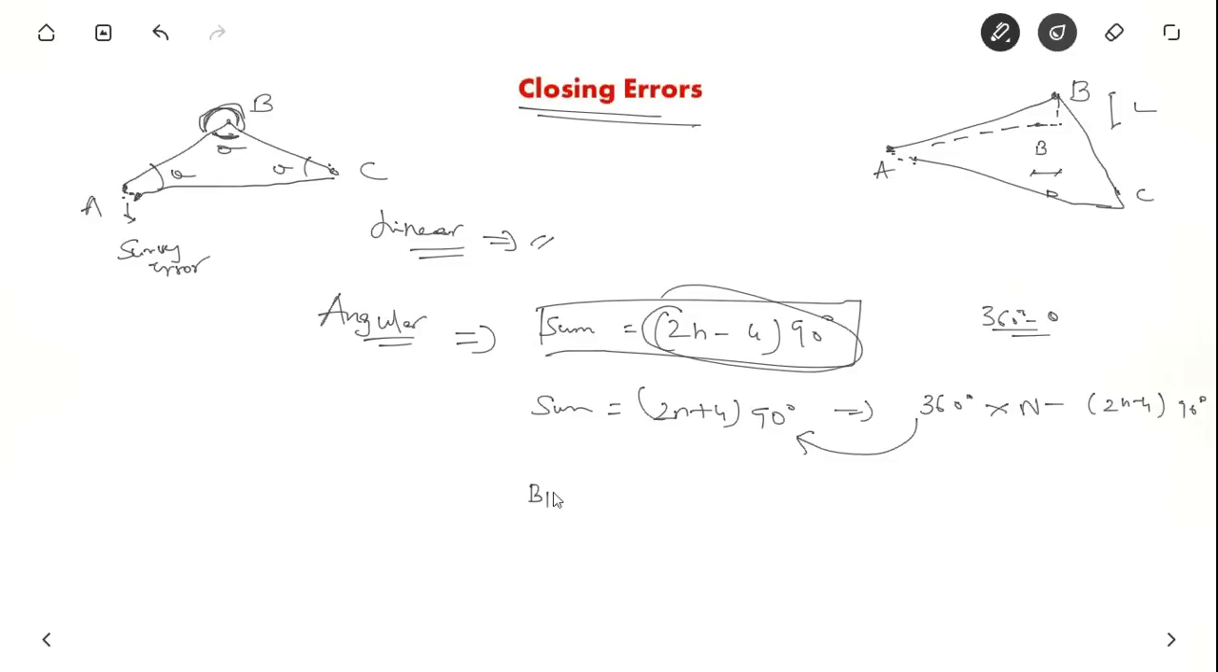And also, back bearing minus fore bearing, or vice versa, the difference should be 180 degrees. Otherwise you have made some angular mistake.